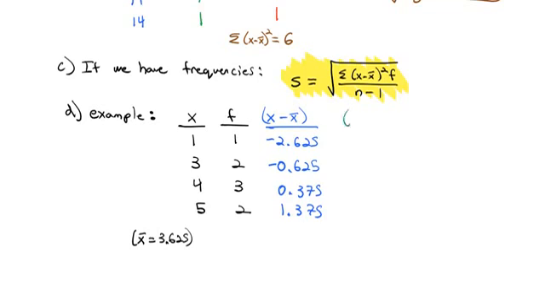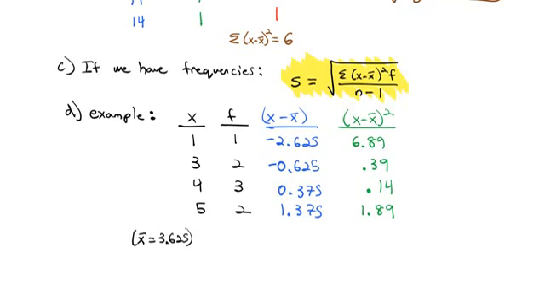Next, the formula says we need to square that x minus x bar. We're going to square each of these numbers. So 2.625 squared, rounding to 2 decimal places, is 6.89. 0.625 squared is 0.39. 0.375 squared is 0.14. And 1.375 squared is 1.89.